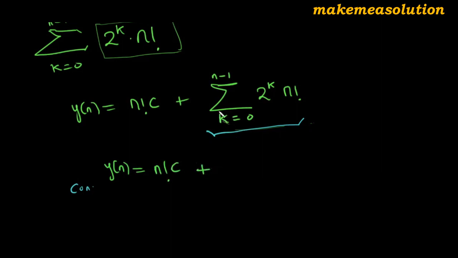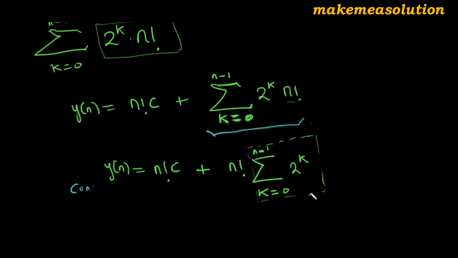Now this summation is counting in terms of k. Since it's counting in terms of k, this 2 raised to the power of k changes each time k changes. But this n factorial is not affected by the summation counter, so it can come out of the summation as a constant. So you now have the summation from k equal to 0 to n minus 1 of 2 to the k. My emphasis now is, what is the value of this particular expression?